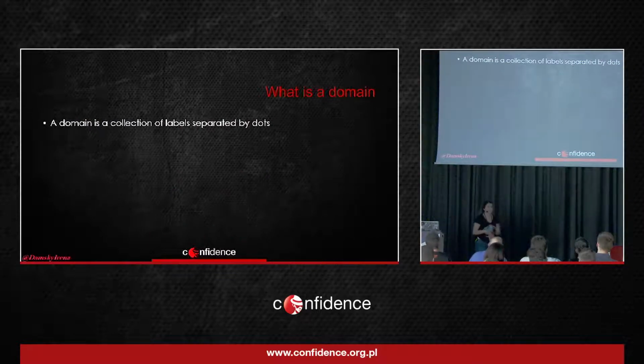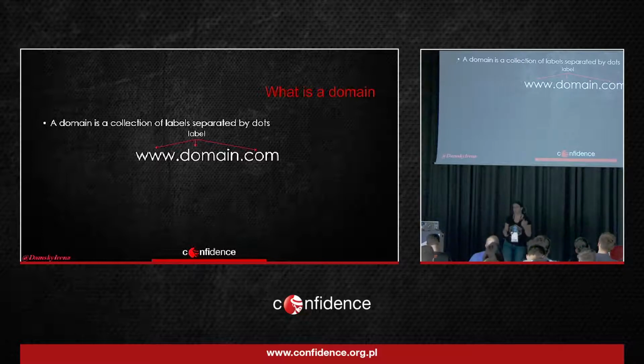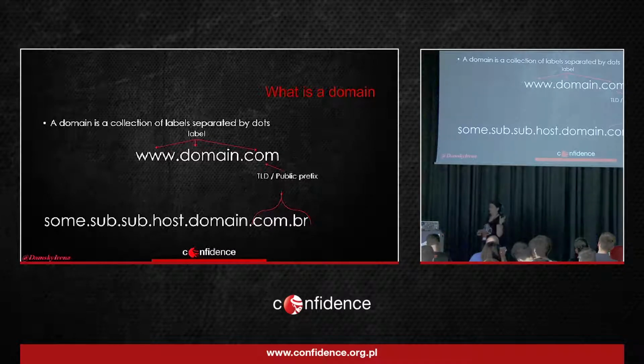So basically, a domain is a collection of labels separated by dots. And if you look at www.domain.com, www, domain, and com, each of those are a label. If you look at the last part, that would be the TLD, .com, or you can sometimes even see stuff like .com.br, so it's a public suffix that although the secondary level domain is, it behaves like a TLD. There is a full list of those, it's accessible, and I have a link later on in the slides.